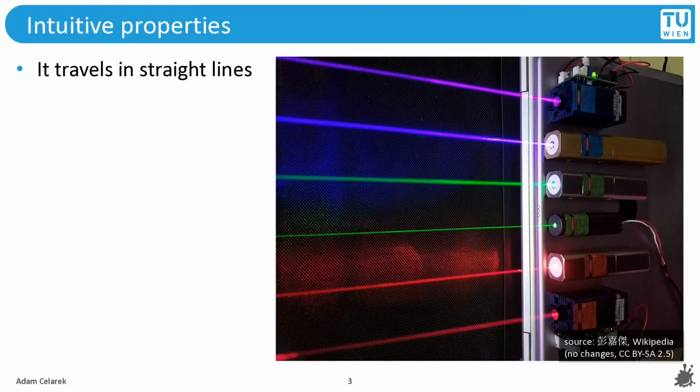The first property is that light travels in straight lines. This is how we can do ray tracing, and this is also how we can use lasers to tease cats.